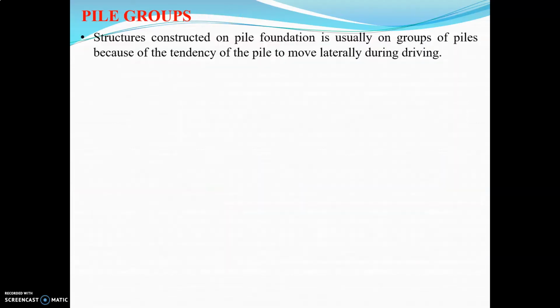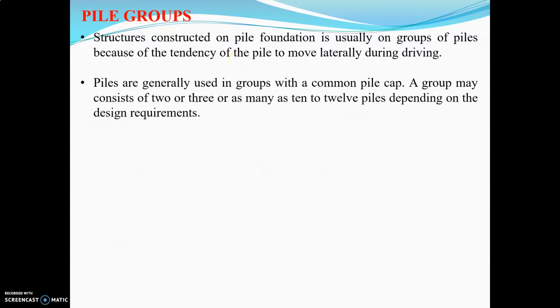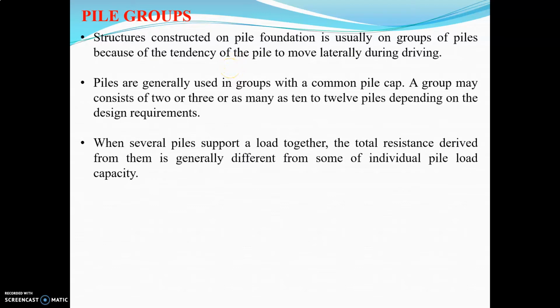Now let us discuss pile groups. What is a pile group? It is a group of piles. The structures constructed on pile foundation are usually on groups of piles because of the tendency of the pile to move laterally during driving. Piles are generally used in groups with a common pile cap. A group may consist of 2 or 3 or as many as 10 to 12 piles depending on the design requirements. When several piles support a load together, the total resistance derived from them is generally different from the sum of the individual pile load capacity.